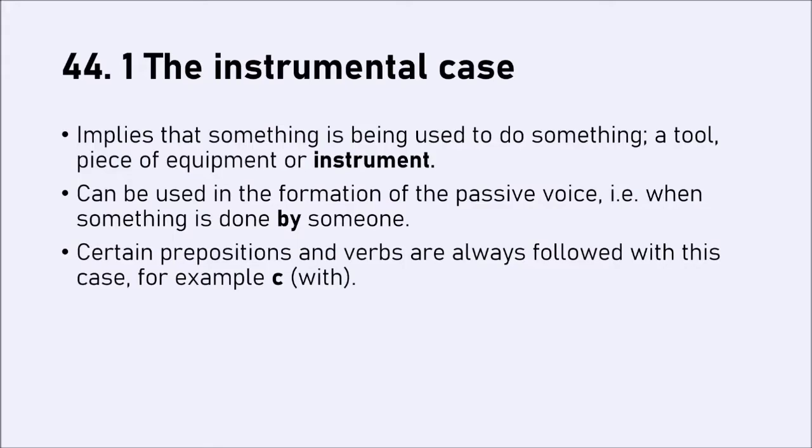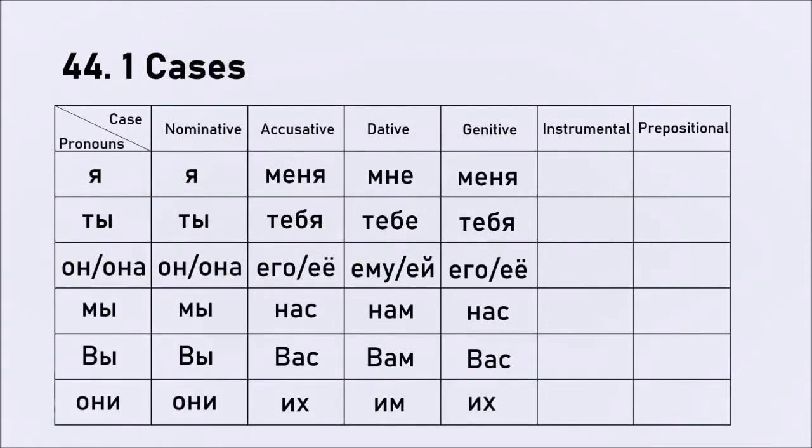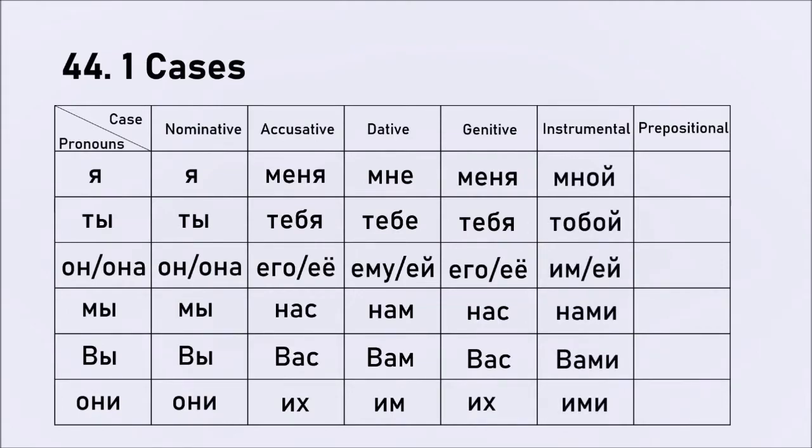Let's have a look at how we decline the pronouns then. So repeat after me. Мной, тобой, им or ей, нами, вами, ими. Once more. Мной, тобой, им, ей, нами, вами, ими. Okay? So this is the declension. Once again, you just have to memorize this. Please though make sure that you're repeating all of this out loud and that you're actively practicing declining pronouns and using cases. That's very important.